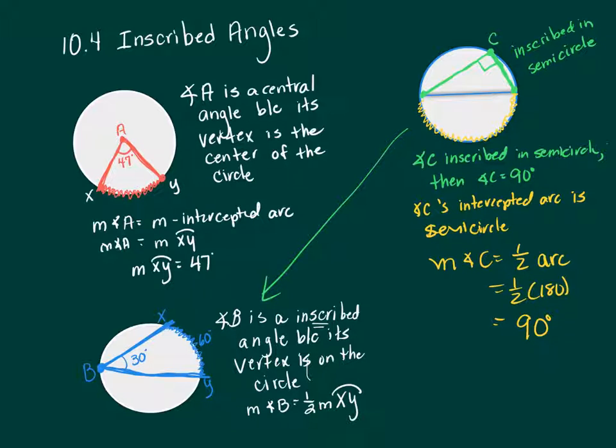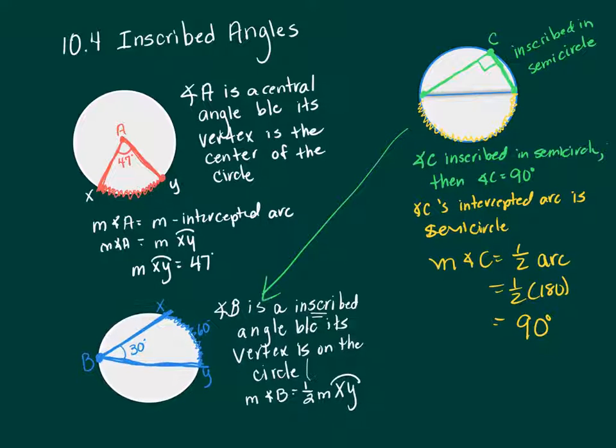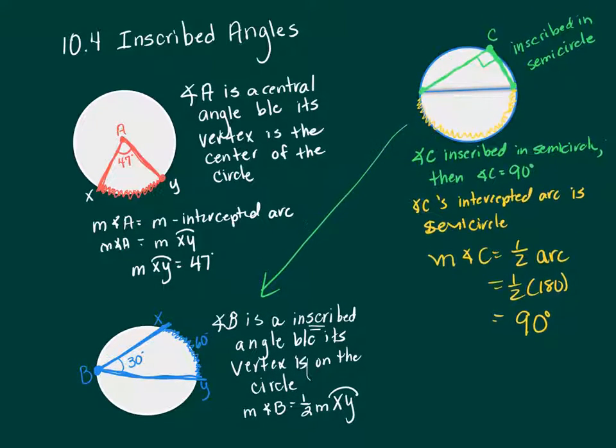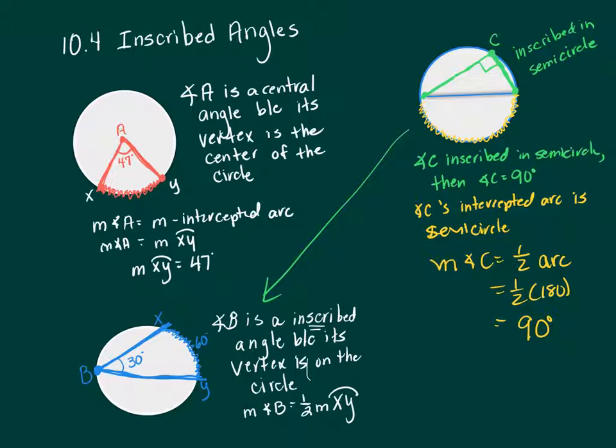All right, so let's continue. We'll move this up a little bit. Pick up a couple more ideas. Okay, so we've got a central angle equal to its arc, an inscribed angle one-half of its arc, so that means that an angle inscribed in a semicircle is always going to be 90 degrees. We also need to look at another situation.